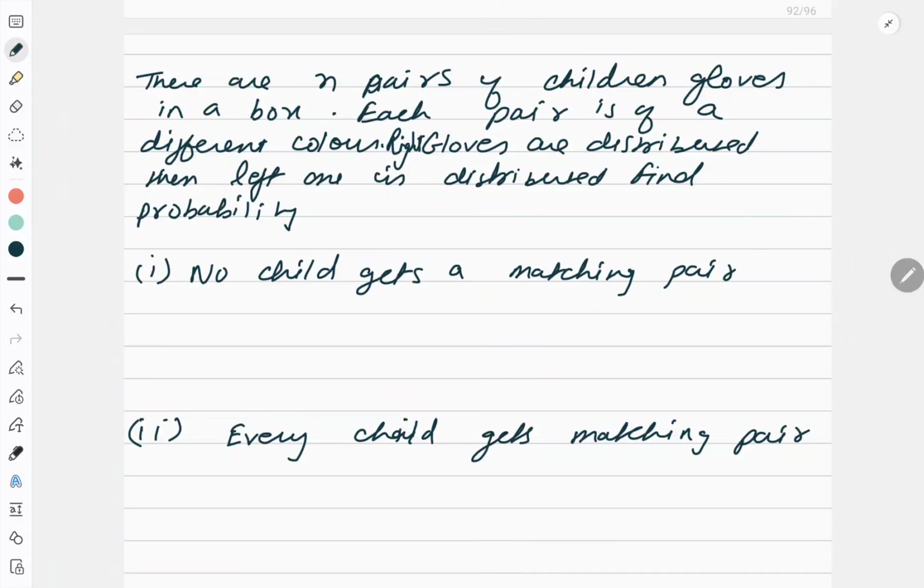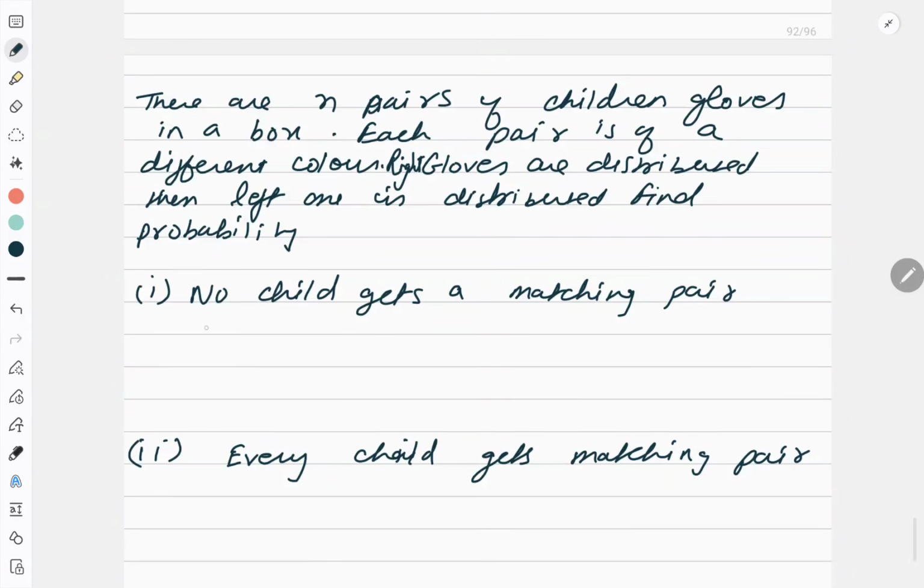When I am saying no child gets the matching pair, this will happen when the first pair I gave in n factorial ways. First right hand glove I gave in n factorial ways, and left hand should not be the same color, so dn. So that is how I can give. So what is the probability? They are talking about the probability. So the probability is that I can distribute in n factorial ways and they should not get the same one. Probability should be dn by n factorial. Correct. So that will become your P1.